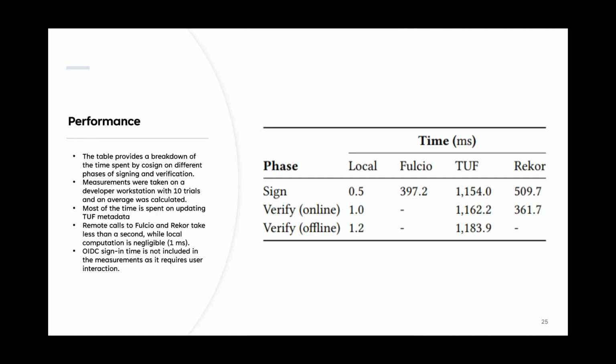For performance, the table provides a breakdown of the time spent by Cosign on different phases of signing and verification. Measurements were taken on a developer workstation with 10 trials, and an average was calculated. Most of the time is spent on updating TUF metadata. Remote calls to Fulcio and Rekor take less than a second, while local computation is negligible. OIDC sign-in time is not included in the measurements as it requires user interaction.